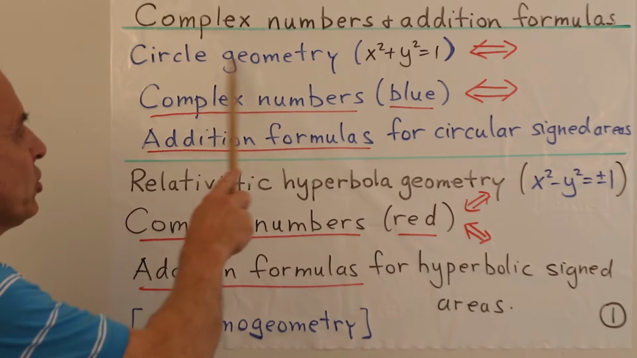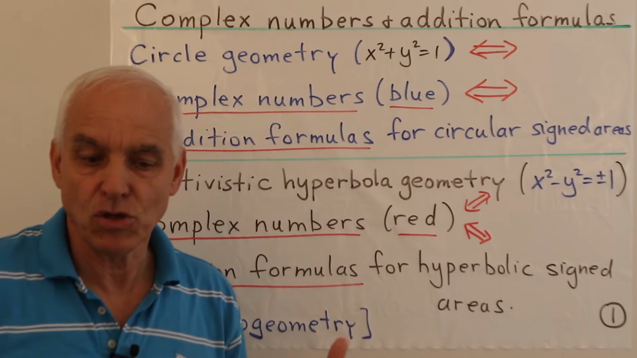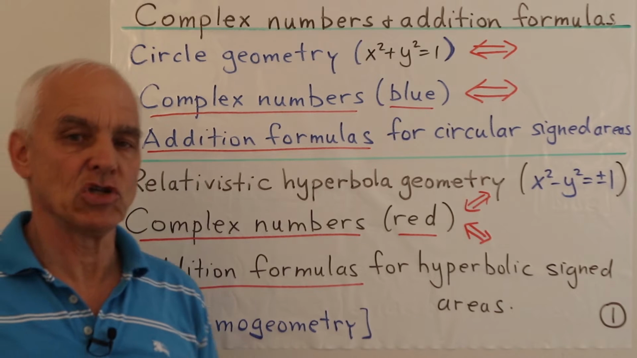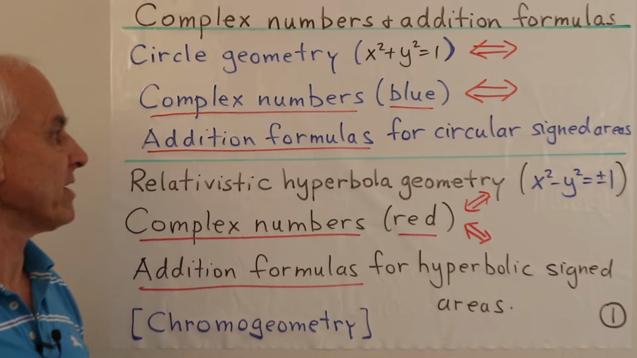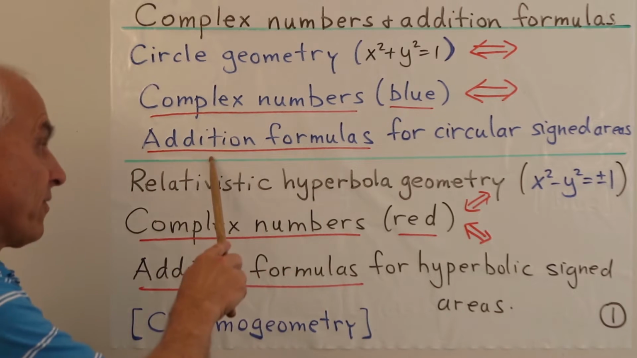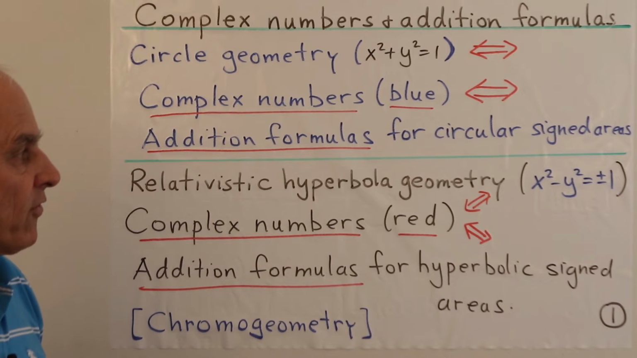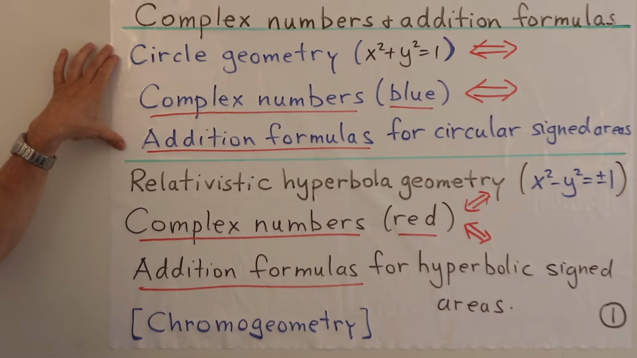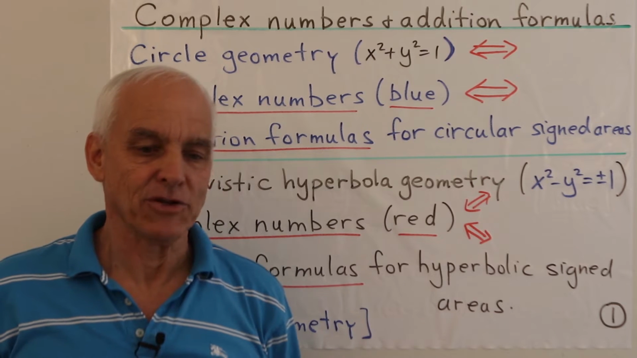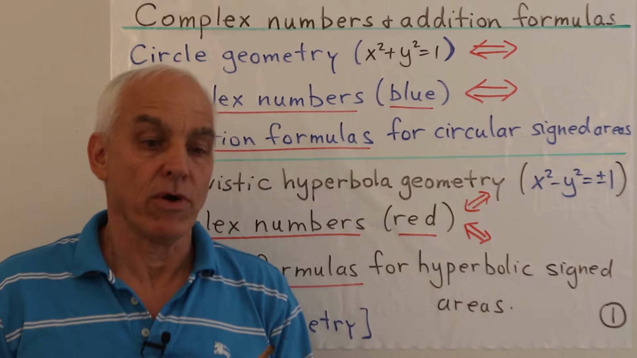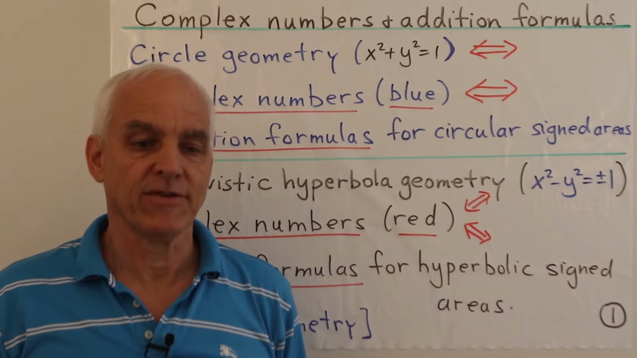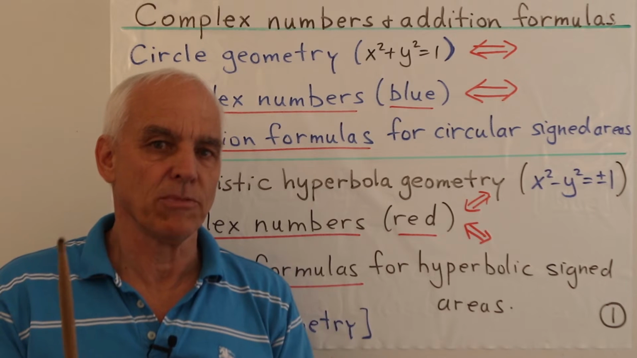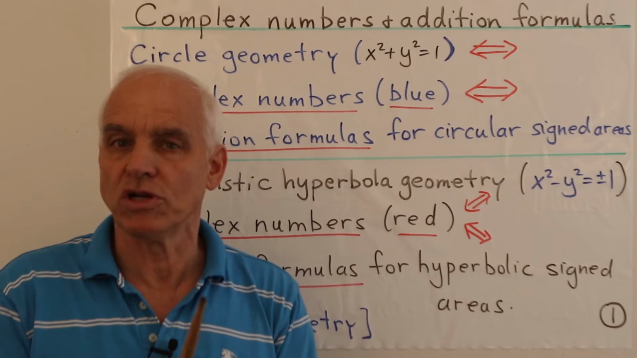Okay, so circle geometry, typically the unit circle x squared plus y squared equals 1, is intimately connected with the algebra of complex numbers, which is very closely connected with addition formulas for circular signed areas. And notably, we're going to be talking about this, as we like to do, without any notion of angle, or in fact any transcendental quantities. That's the challenge, so that we're thinking about things purely in terms of a polynumber or maybe quotient polynumber point of view.